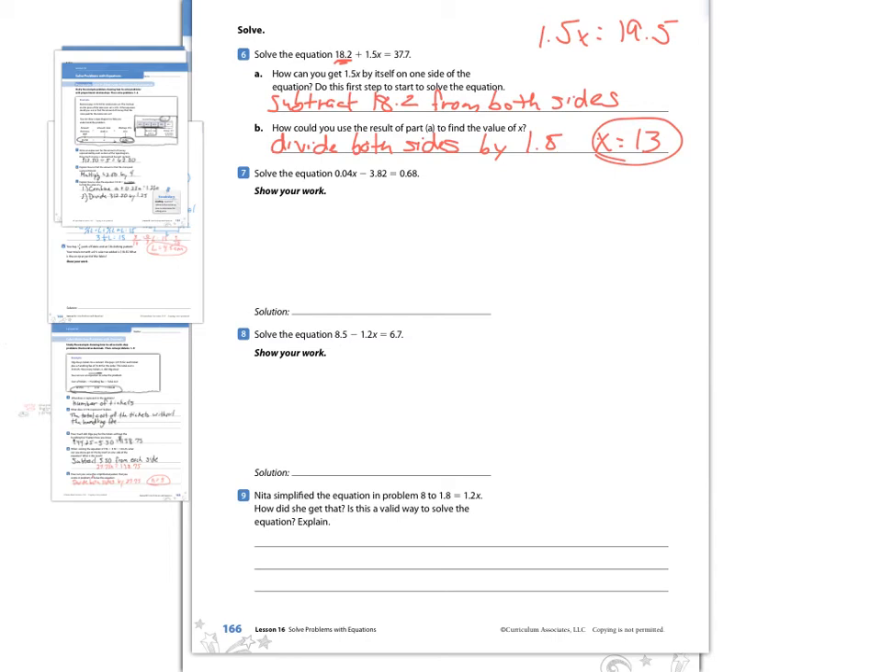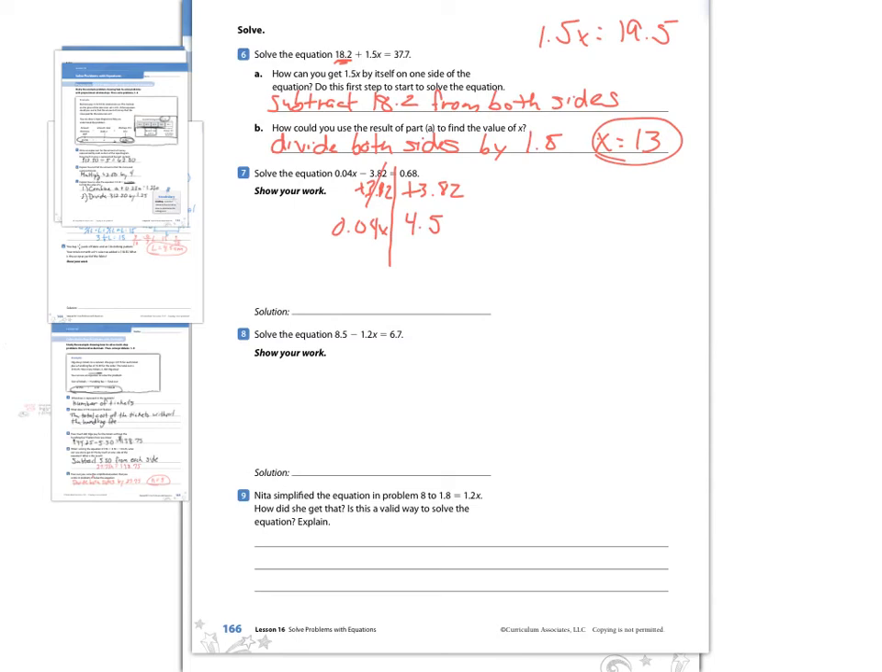Number 7, show your work, solve the equation. Find the variable term, isolate the variable term. To isolate the variable term, I'm going to add 3.82. And if I do it to one side, I have to add 3.82 to the other side. That leaves me with my variable term on the left and a total value of 4.5 on the right when I combine like terms.